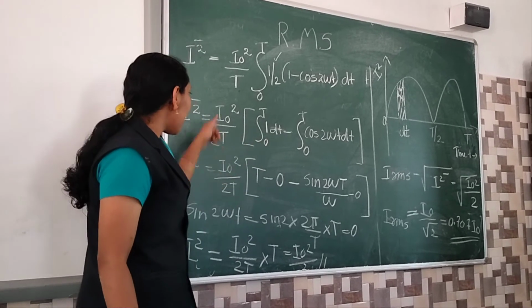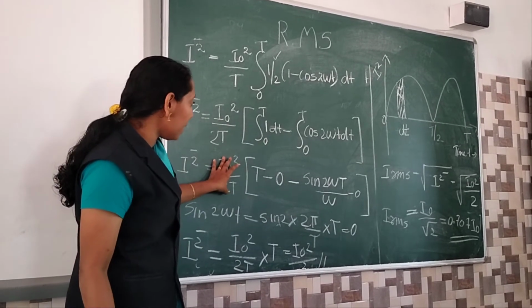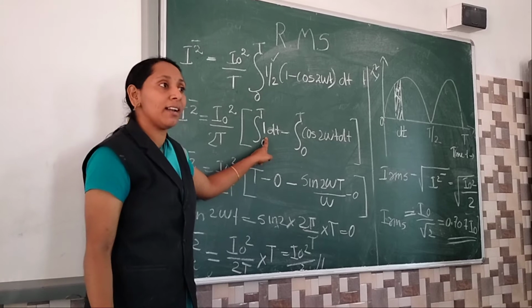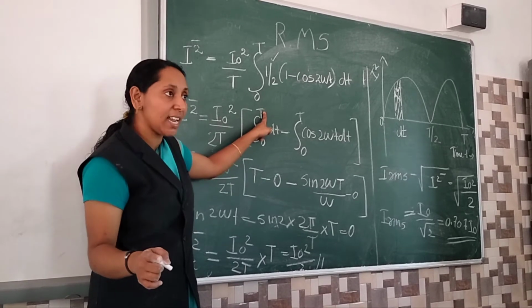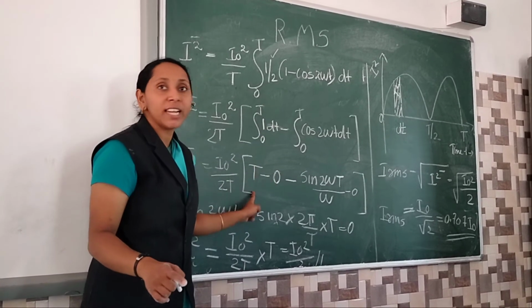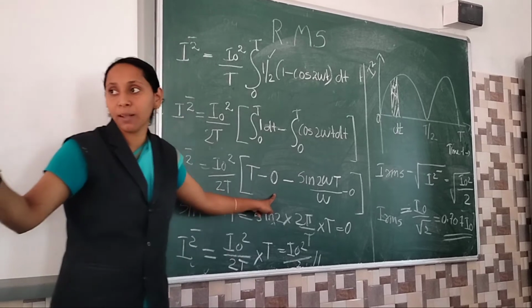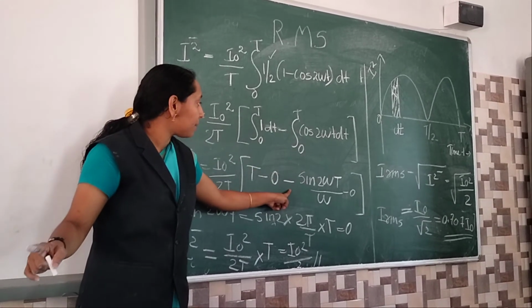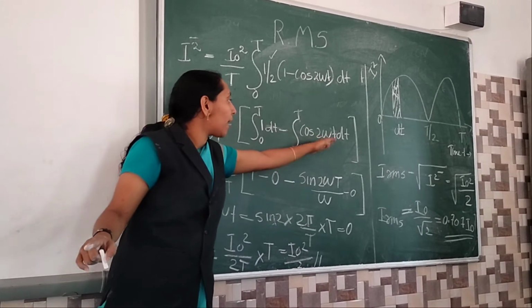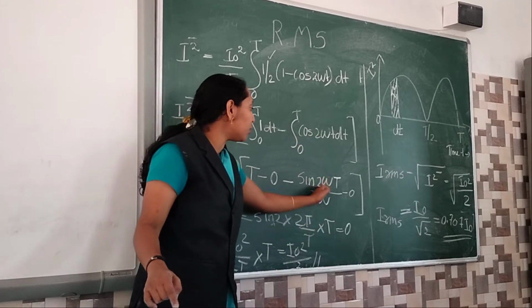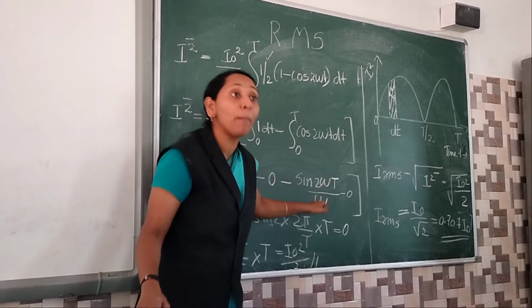Then after that, I naught square by 2T, same as before. 1 का integral is 1. So 1 into upper limit T, lower limit 0. So T minus 0. देख रहे क्या सत्या? Okay. Then minus cos 2 omega t का integral है sin 2 omega t divided by omega.